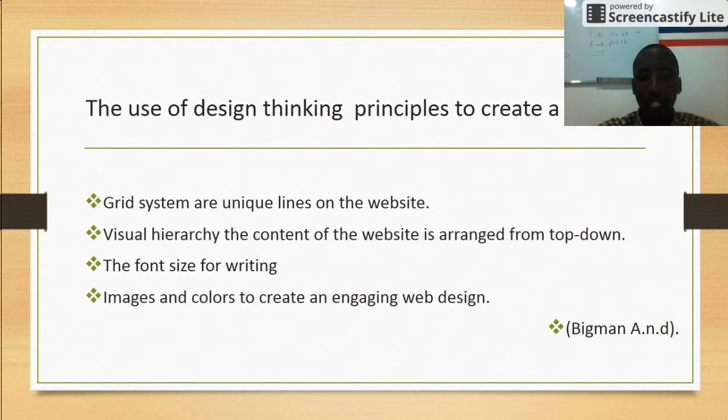The visual hierarchy: the content of the website is arranged from top to down, since mostly people want to read by skimming, going through. They don't read very much, but you need to place the content from top to the bottom so that they can go through by looking at the main information. Also, the font size for the writing, images and colors to create an engaging web design.